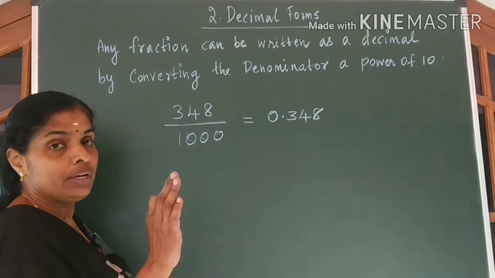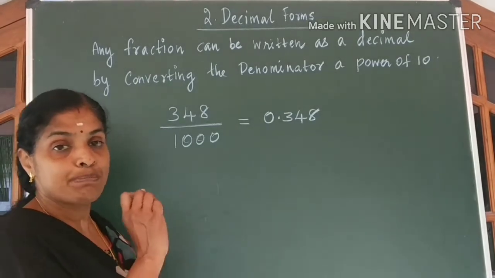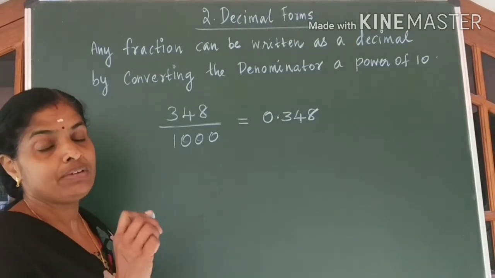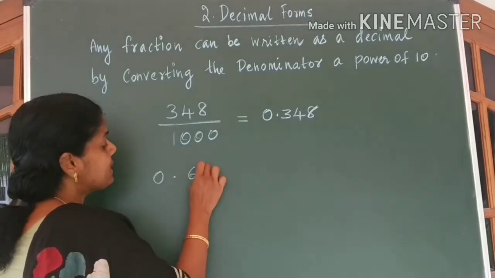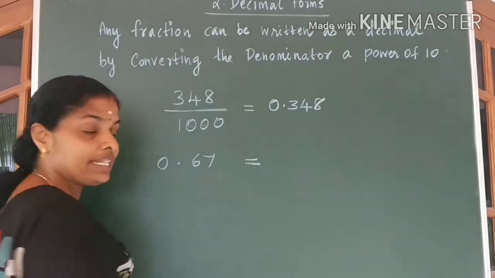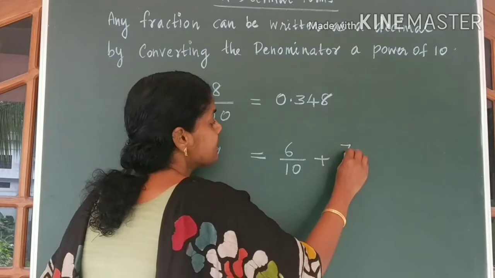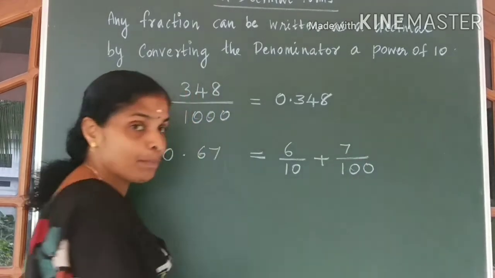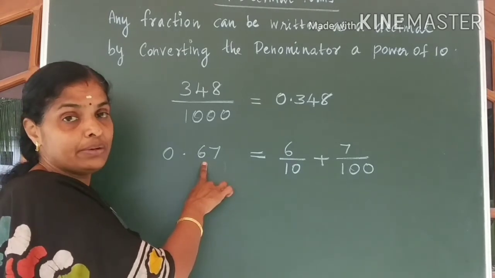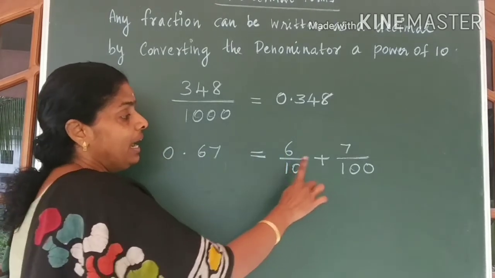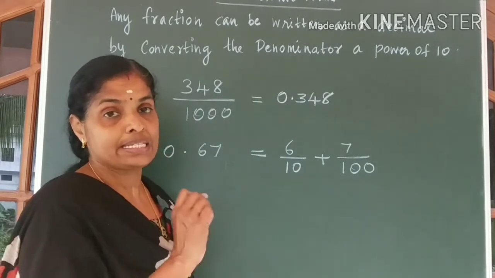Clear? Now, if you are given a decimal number, you can split it into fractions. I will give you one example for that. If you have a number 0.67, you can split this as 6 by 10 plus 7 by 100, because after the decimal point, the place values are 10ths, 100ths, etc. Now let us go to the exercise.